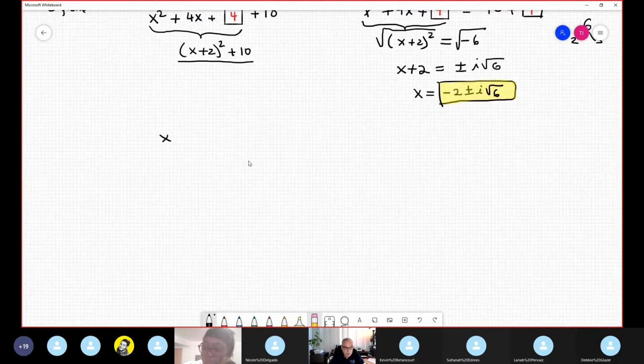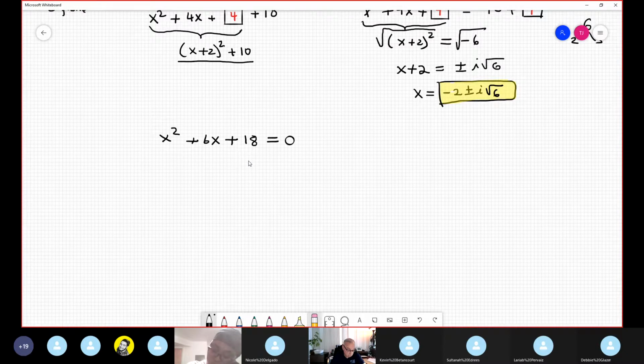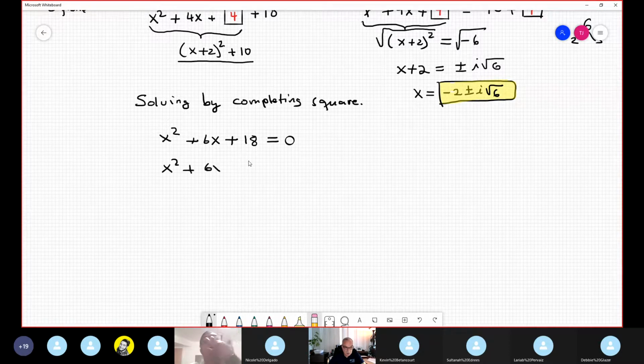Suppose x squared plus 6x plus 18 is equal to 0, and they want you to solve it by completing the square. Okay, I obey this command. So what is the organization? You bring down x squared, you bring down 6x. Now I need to complete the square, therefore I need to put the magic number here. 18 does not participate in this game.